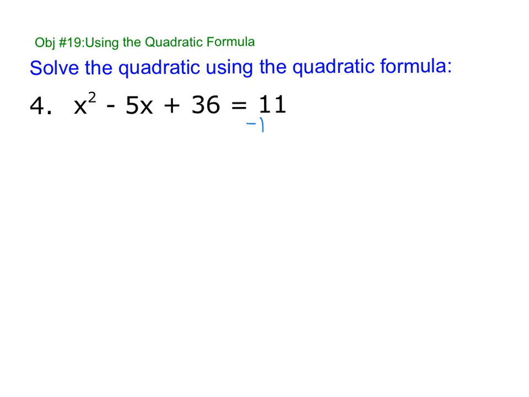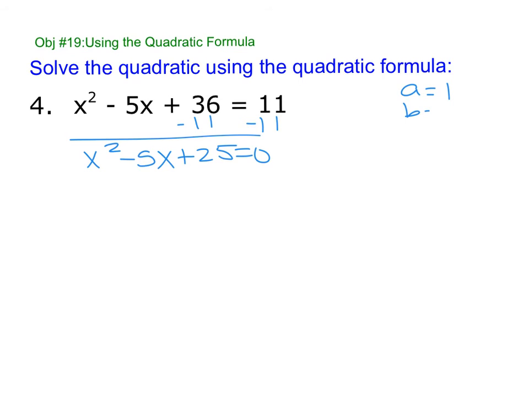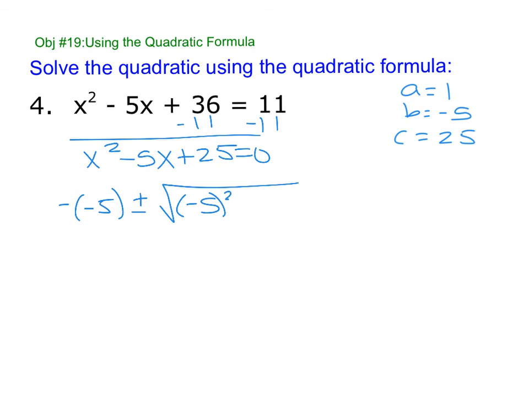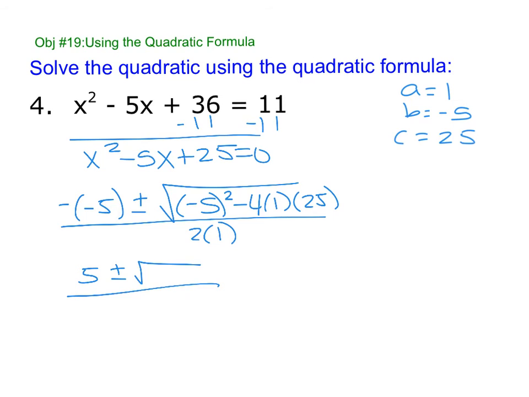So again, we have to subtract. We need a 0 on one side. X squared minus 5x plus 25 equals 0. So we're going to do a is 1, b is negative 5, and c is 25. Negative b plus or minus the square root of b squared minus 4ac all over 2a.